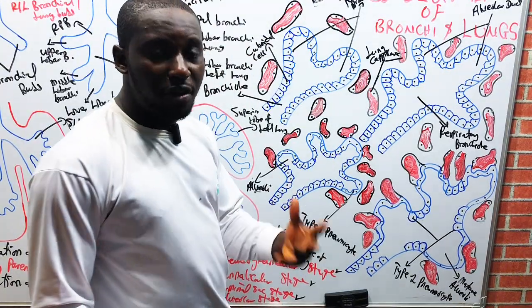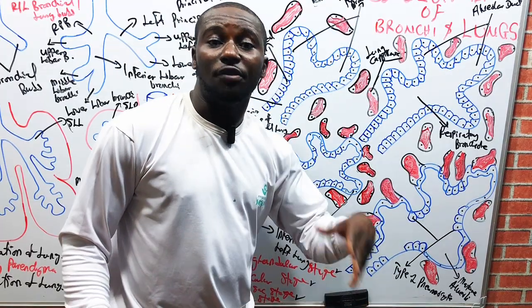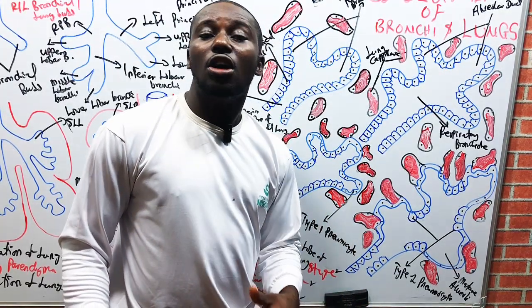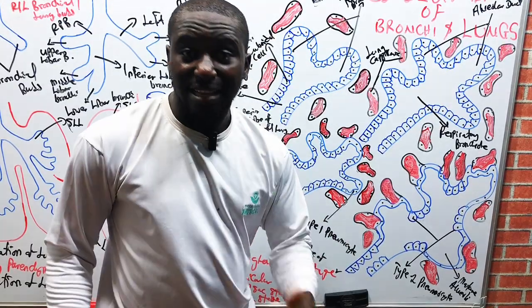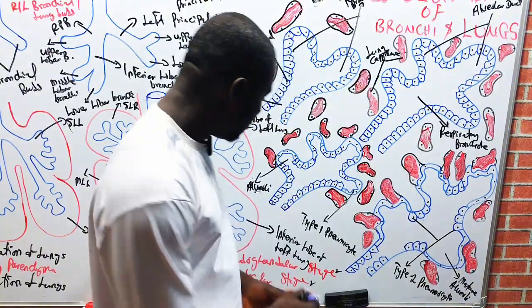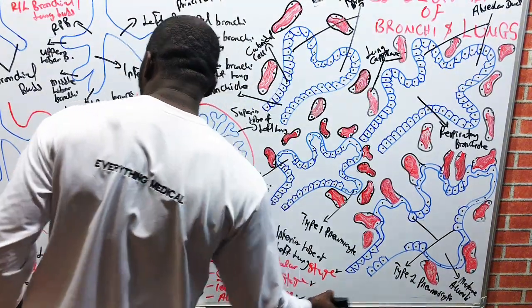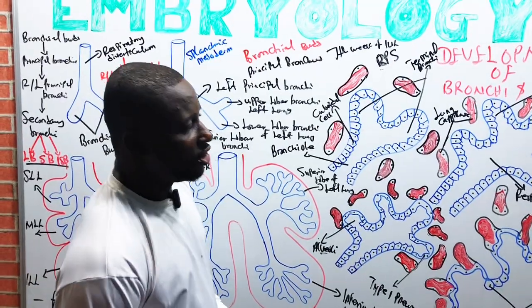I said previously that the type 2 pneumocyte is responsible for the secretion of surfactant, and deficiency of surfactant leads to respiratory distress syndrome, which can be called hyaline membrane disease, right? That is all about the maturity of the lung structure.